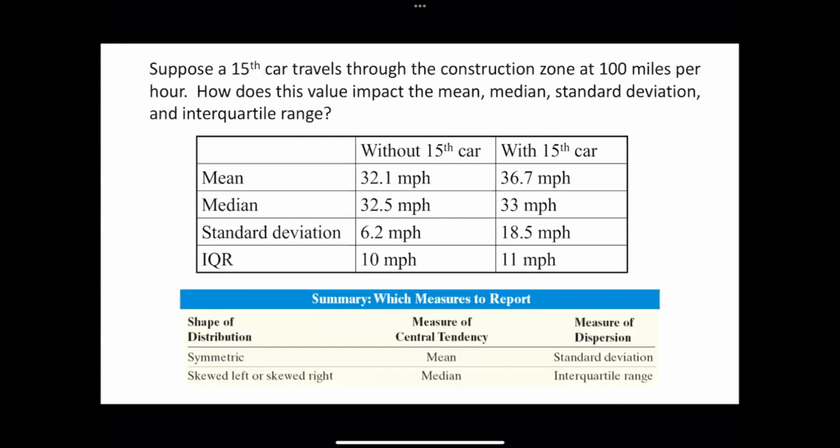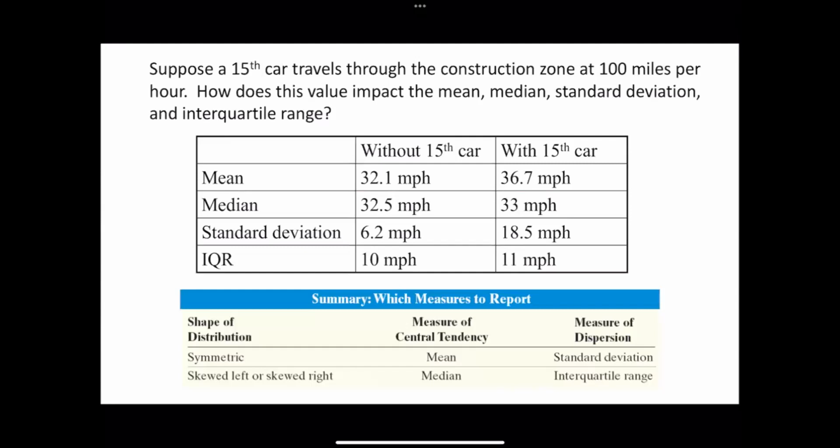Okay. So we added a 15th car. The 15th car went through the construction zone really fast, at 100 miles per hour. I want to talk about how this impacts the mean, median, standard deviation, and interquartile range. This tells you, when there are outliers, why we like to use the median when our data is skewed. So take a look.